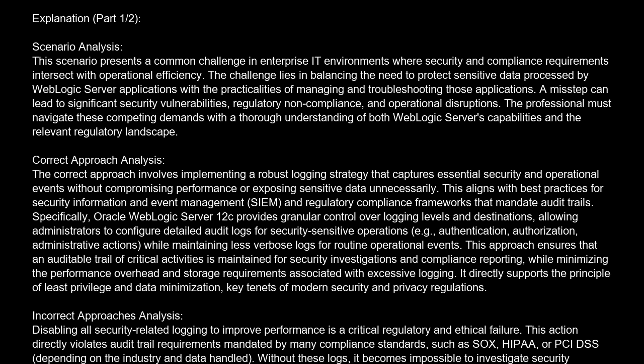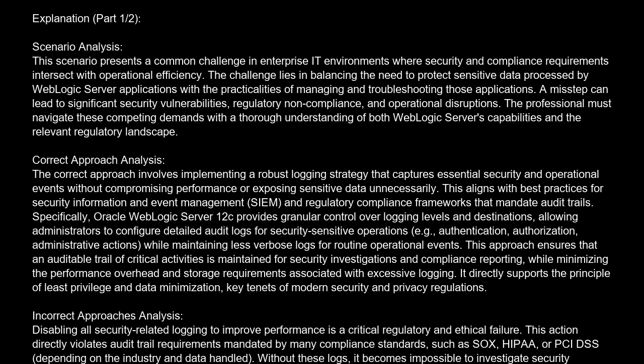Explanation. Scenario analysis. This scenario presents a common challenge in enterprise IT environments where security and compliance requirements intersect with operational efficiency. The challenge lies in balancing the need to protect sensitive data processed by WebLogic server applications with the practicalities of managing and troubleshooting those applications. A misstep can lead to significant security vulnerabilities, regulatory noncompliance, and operational disruptions.